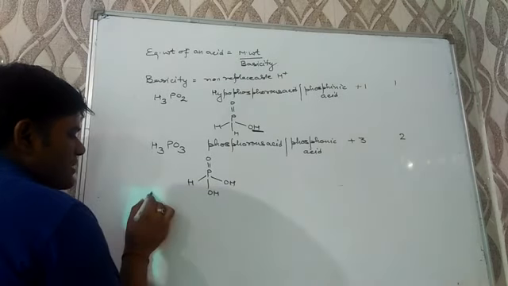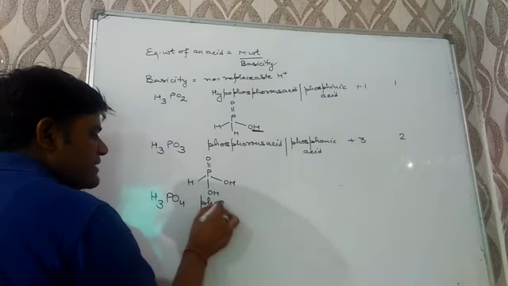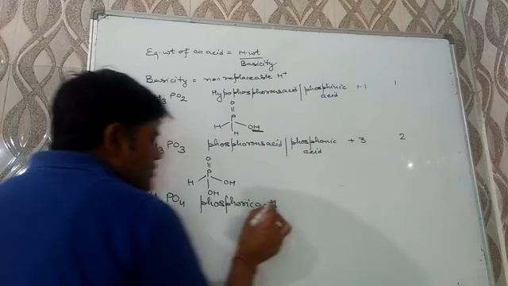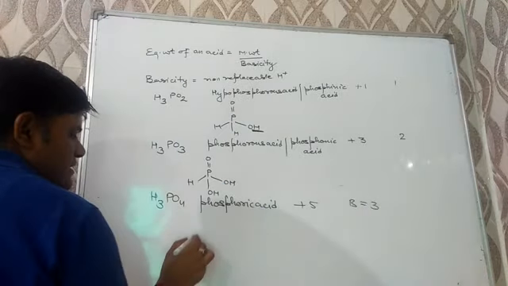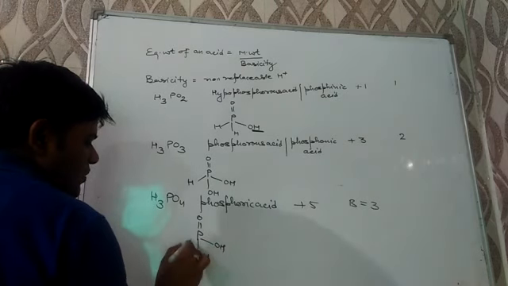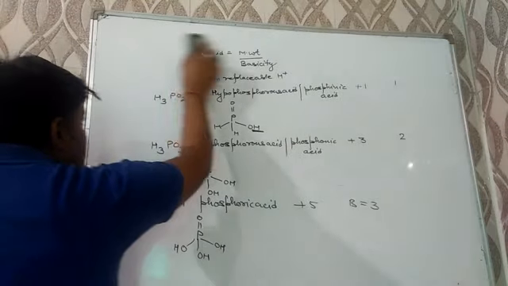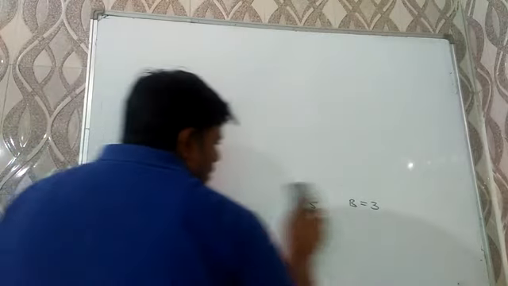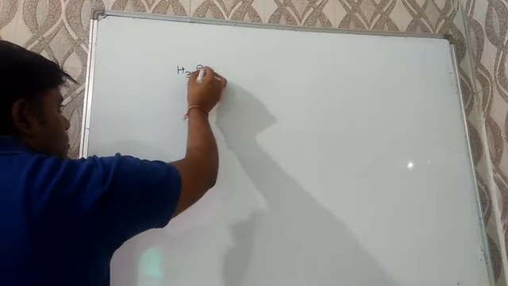So basicity is 2. Next is H3PO4. Name is phosphoric acid or orthophosphoric acid. Oxidation number +5, basicity is 3. We can draw the structure of it: P double bond of OH, OH, OH. Next, oxo acids of phosphorus I am going to take, that is H3PO5, peroxo monophosphoric acid.